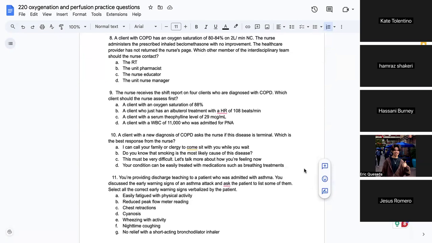Alrighty, number eight. A client with COPD has an oxygen saturation level of 80 to 84% on 2 liters per minute nasal cannula. The nurse administers the prescribed inhaled medicine with no improvement. The healthcare provider has not returned the nurse's page. Which other member of the interdisciplinary team should the nurse contact? A, the RT, B, the unit pharmacist, C, the nurse educator, or D, the unit nurse manager.